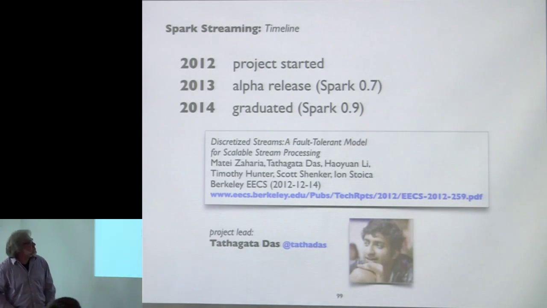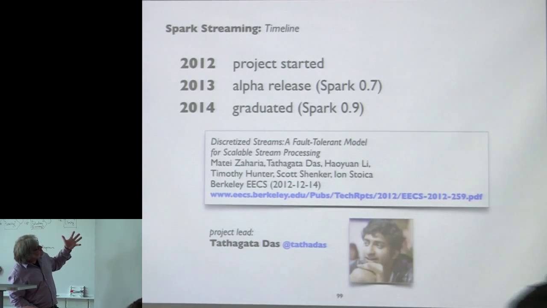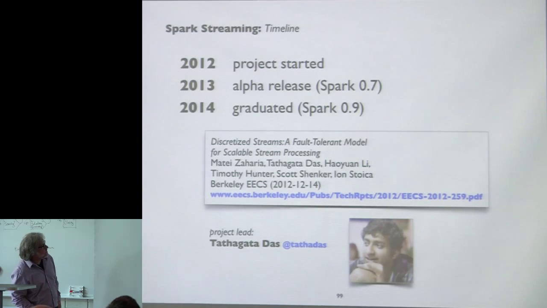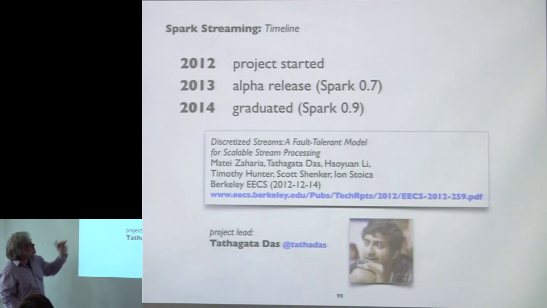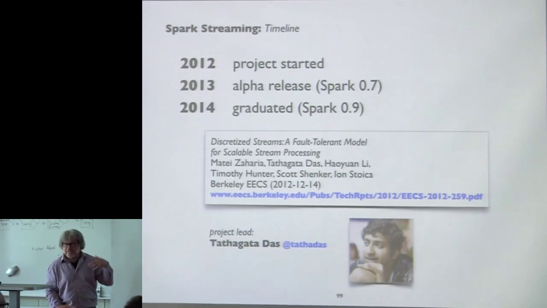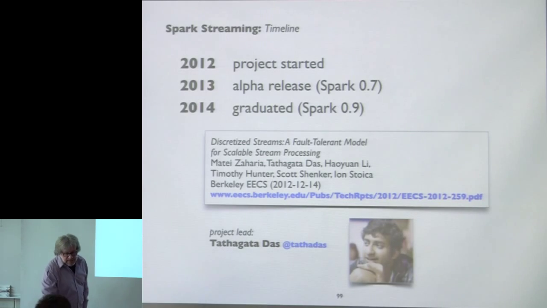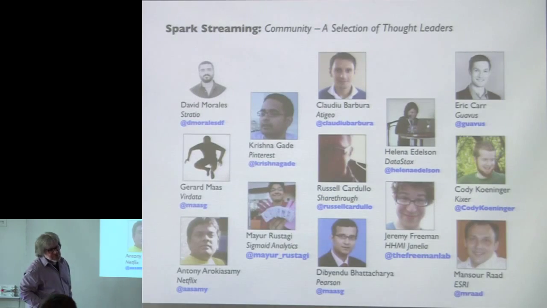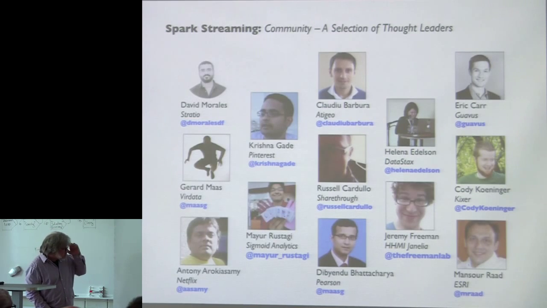This project is about two years younger than Spark proper; it started out in 2012 and was put into Spark 0.9 last year. The main paper here is about discretized streams, so you'll probably hear that mentioned, or D-Streams as the shorthand. Tathagata Das is the project lead, and there are a number of people who have been contributing. I wanted to point out some of them to follow.